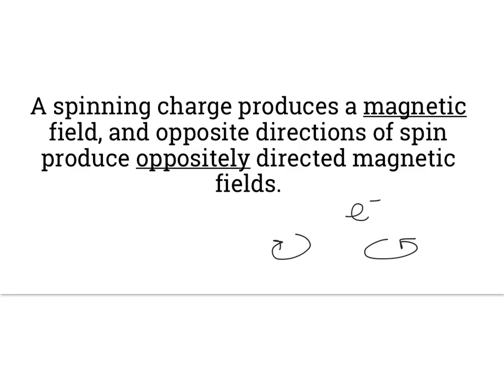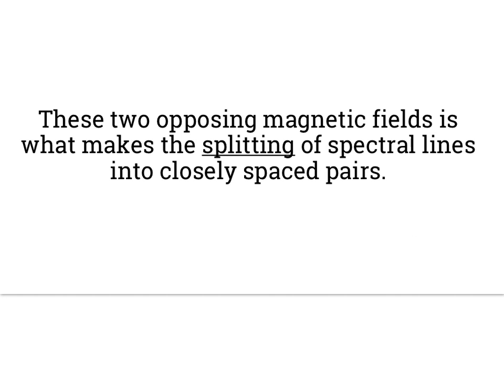Now, going into that gets a little bit closer to physics, and we're not quite focusing on that. However, let me show you where this actually starts mattering. These two opposing magnetic fields ultimately are what make the splitting of spectral lines into closely spaced pairs. So those pairs that they were counting really were two electrons, but they were spinning in opposite directions. The issue you've got to realize is that they were really close to each other. Now, that in itself is okay, because we're going to talk about that in the next video.